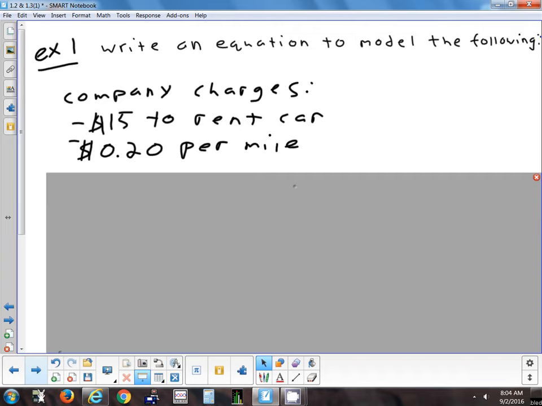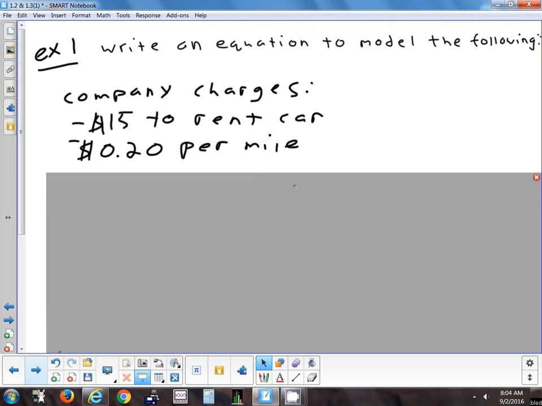When I go to set this up, I'm going to try to come up with a way to determine the total cost for renting the car. So what kind of problem-solving method do you think that would be? Do you think drawing a picture would be good, making a list? What does this one say to you? Yeah, Allie?